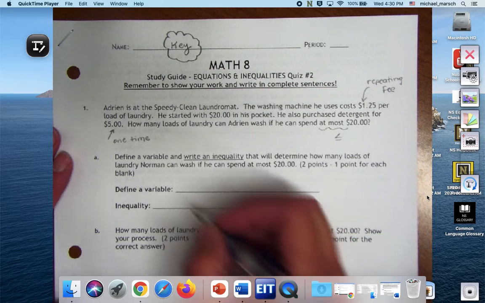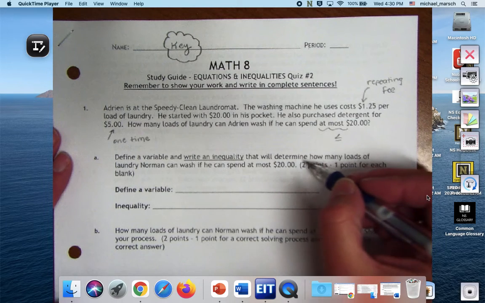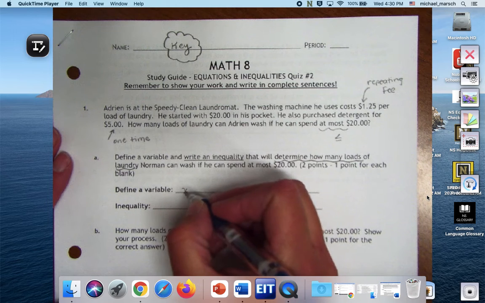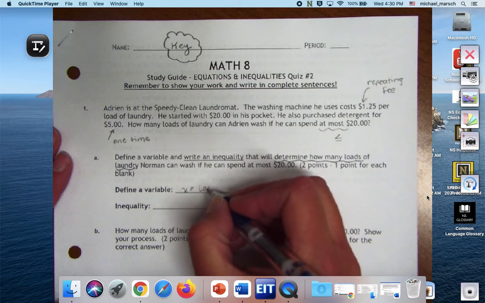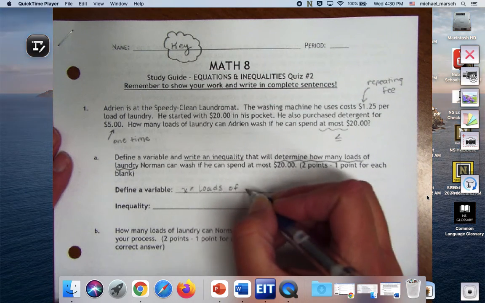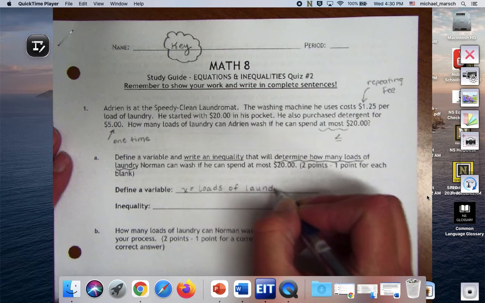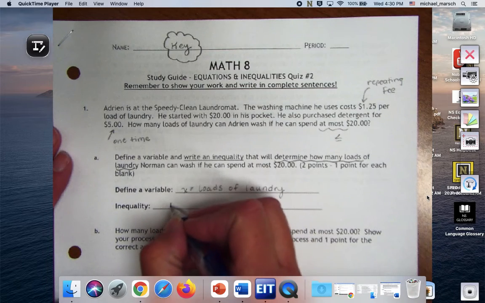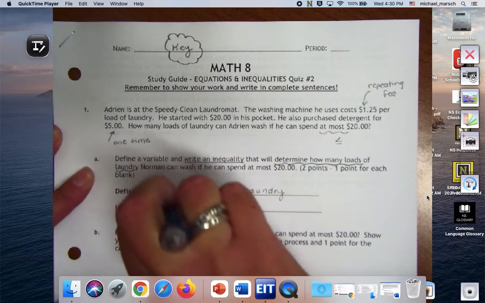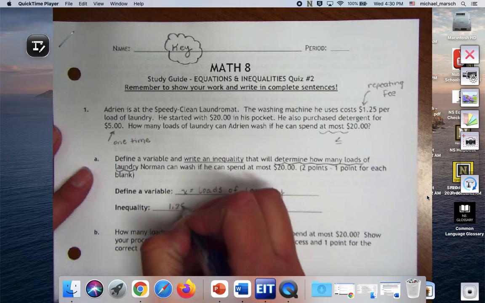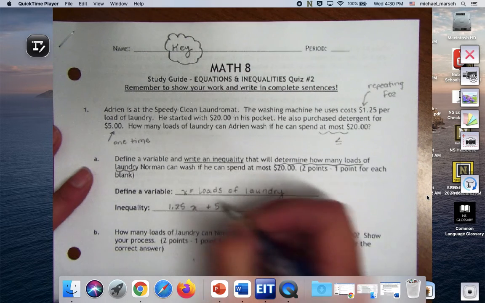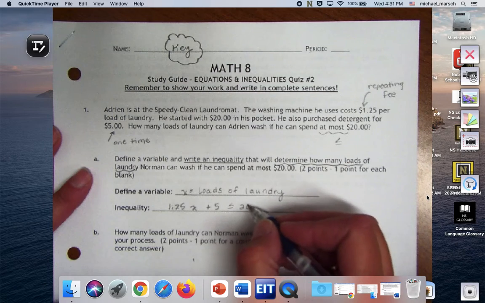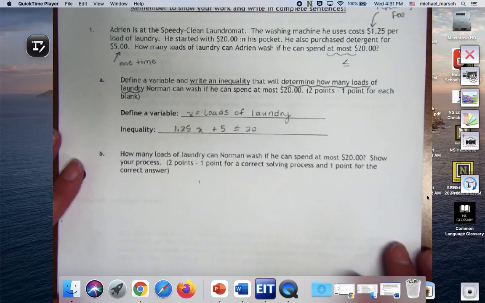So we're going to define the variable to determine how many loads of laundry. So x is going to equal loads of laundry, and we're going to say, all right, well, it's $1.25 per load of laundry plus the $5 that he spent on detergent, and we need that to be less than or equal to $20. So how many loads of laundry can he do?